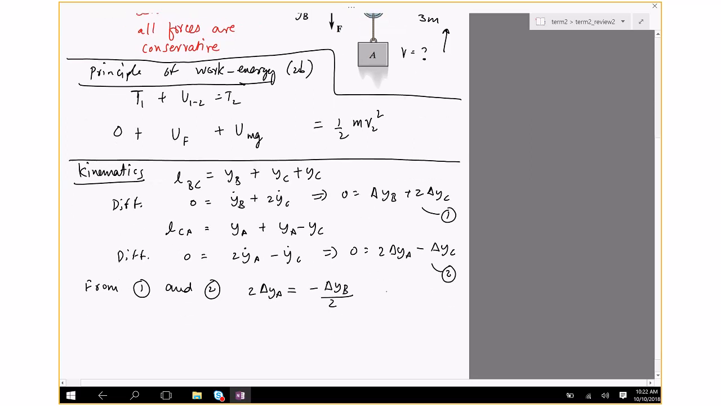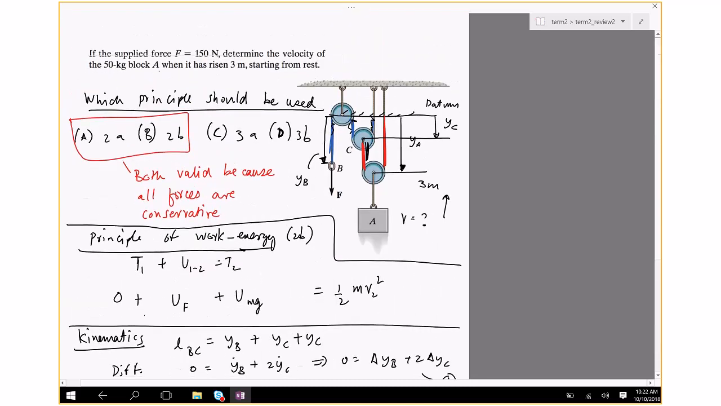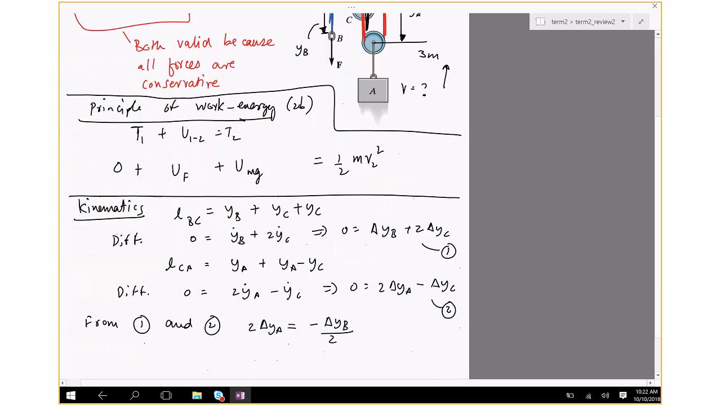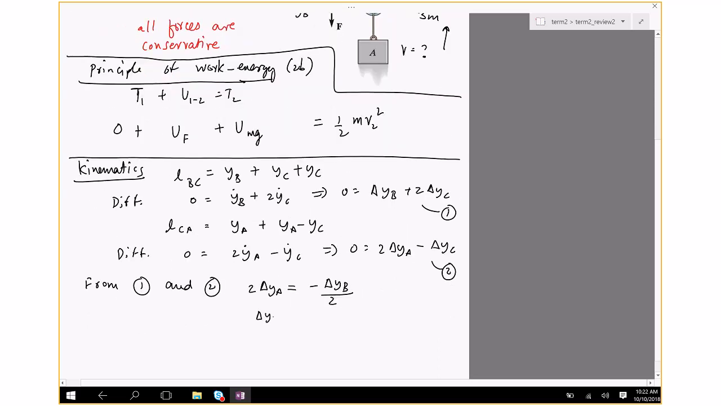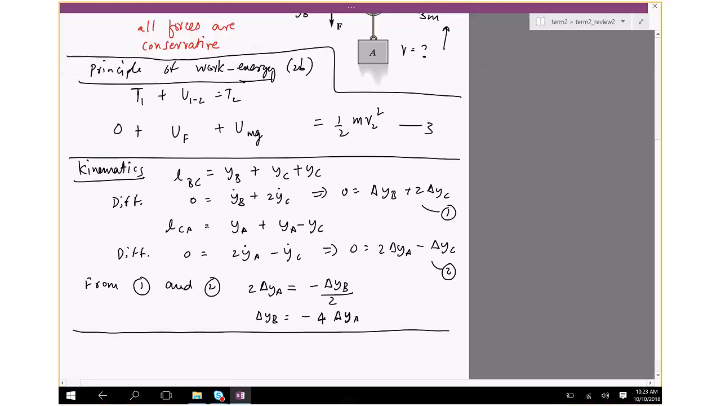See, we are given a has risen 3 meters. Okay, we know how much a moves. So delta yb is negative 4 delta ya. Now we can proceed and find, going back to the equation which we were after, number 3.